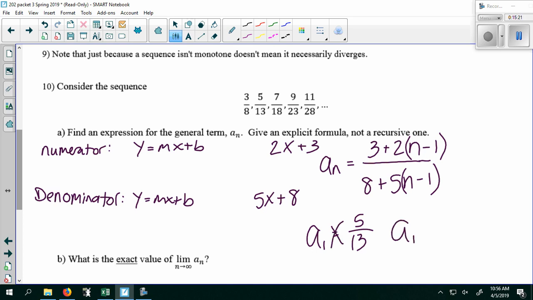Now let's try a sub 1 with the n minus 1 trick. So 1 minus 1 is 0, so this becomes 3 plus 2 times 0, which is 3. And 1 minus 1 is 0, so this becomes 8 plus 5 times 0, which is 8. So that does give me the first number in the list now. So that is my general term.